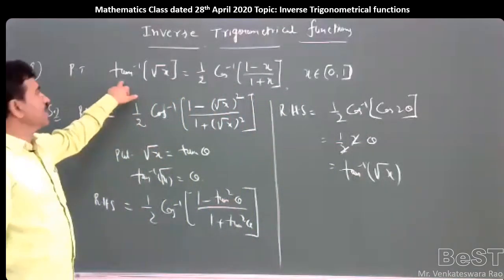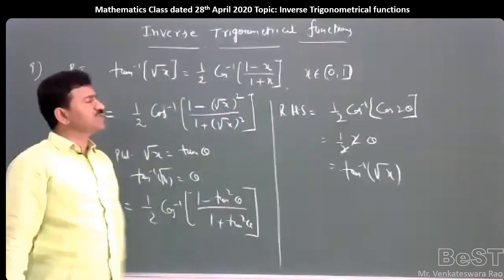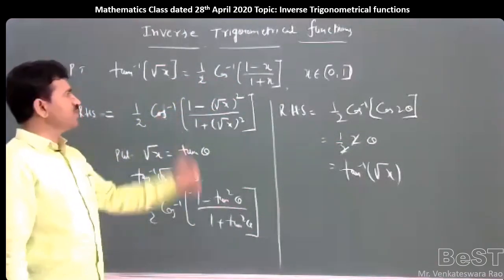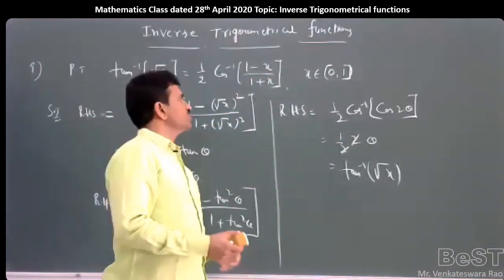Prove that tan inverse of root x is equal to 1 by 2 into cos inverse of (1 minus x) by (1 plus x), where x belongs to closed interval 0 to 1.